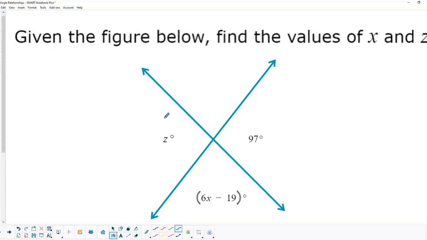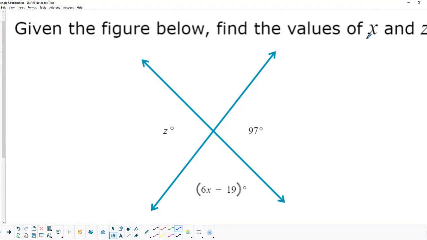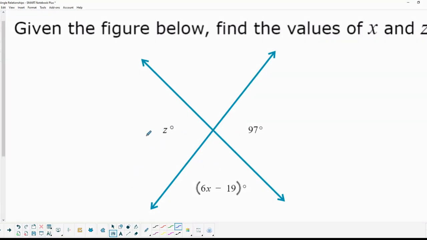Okay, next. Given this figure, they want us to find x and z. Well, z is pretty easy. If you go straight across from the intersection here, we have an example of vertical angles with that answer. So we know that z is 97. We can also do this. We can say that this angle up here is equal to 180 minus 97. So that might be a little easier to visualize.